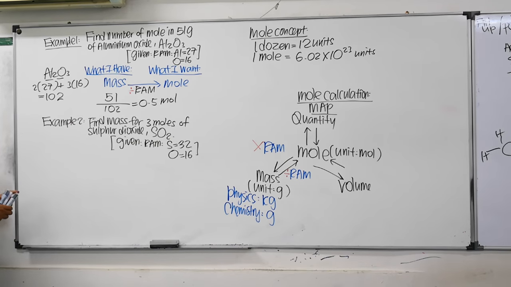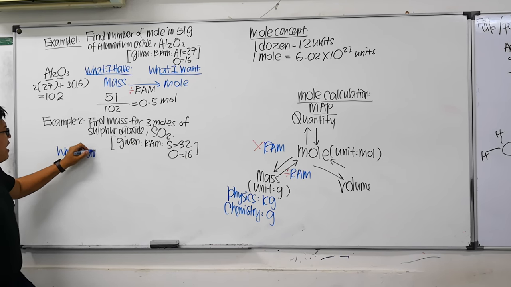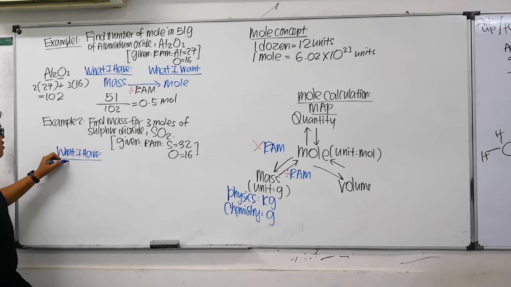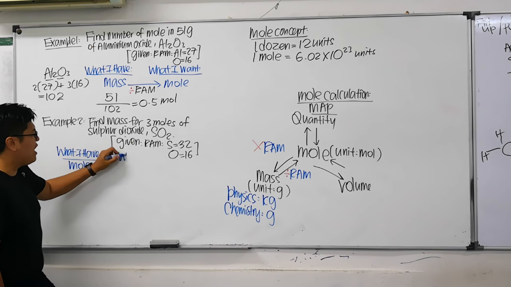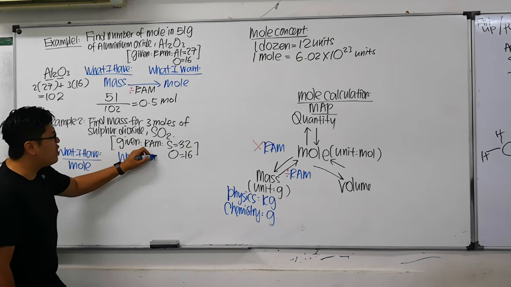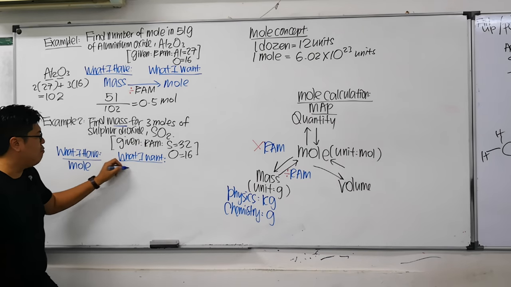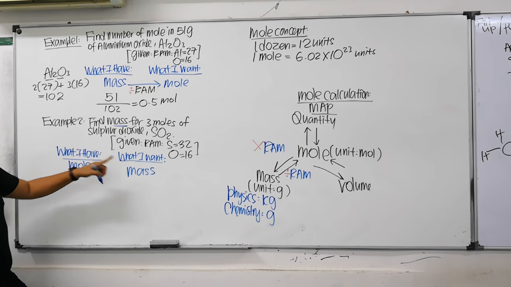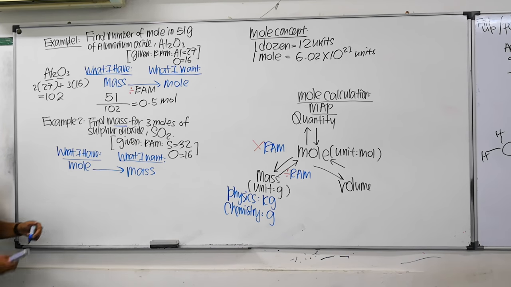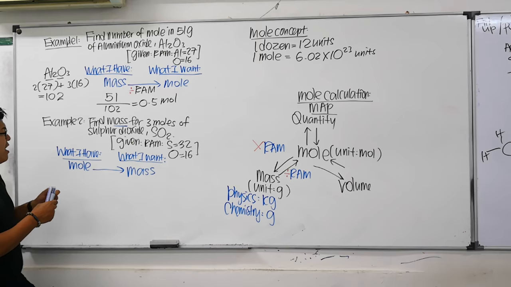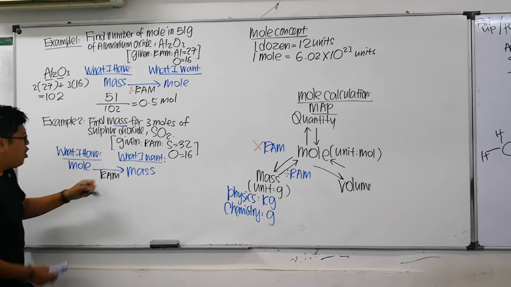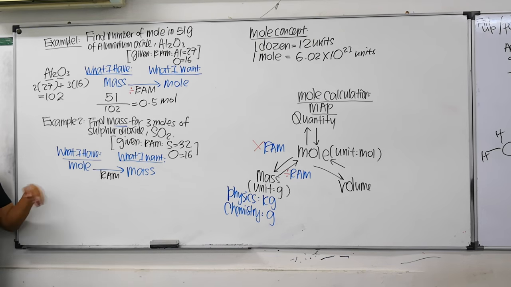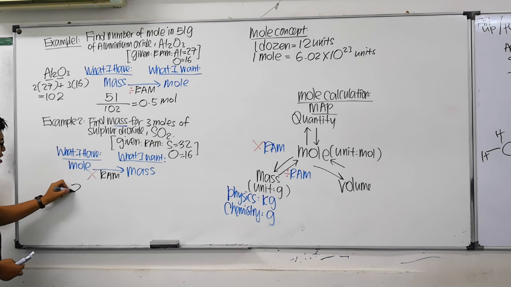Now, same thing, ask yourself the two questions: what I have and what I want. What I have is 3 moles. So I have mole. What I want, I am looking for the mass. So mole is what I have, mass is what I want. So mole becomes mass. Mole and mass are related by RAM. Operation: mole change to any particular thing, times. So your mole is 3, multiplied.